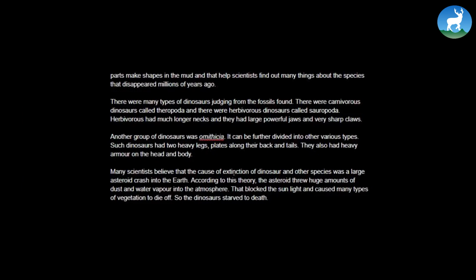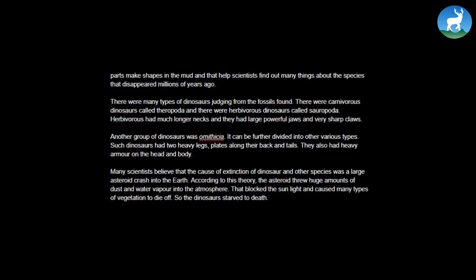There were many types of dinosaurs judging from the fossils found. There were carnivorous dinosaurs called Theropoda, and there were herbivorous dinosaurs called Sauropoda. Herbivores had much longer necks, and they had large, powerful jaws and very sharp claws. Another group of dinosaurs was Ornithischia. It can be further divided into various types. Such dinosaurs had 2 heavy legs, plates along their backs and tails. They also had heavy armor on the head and body.